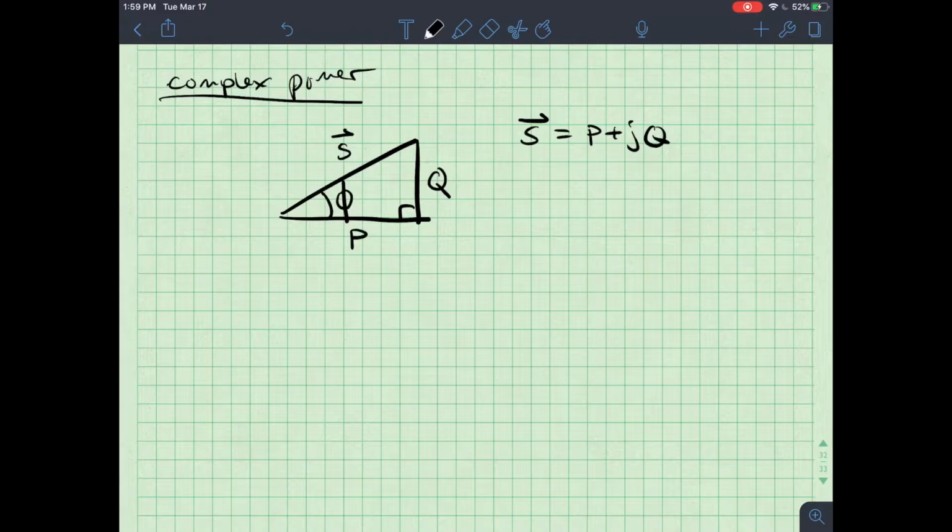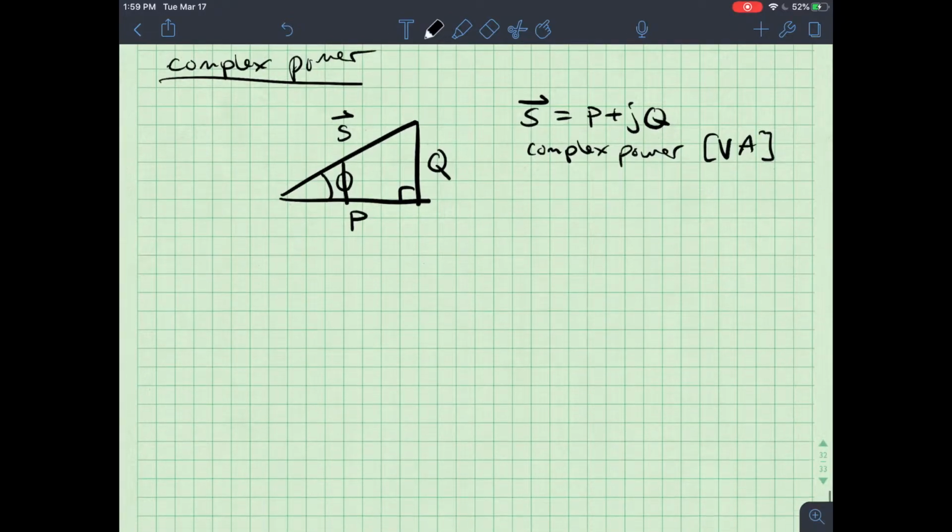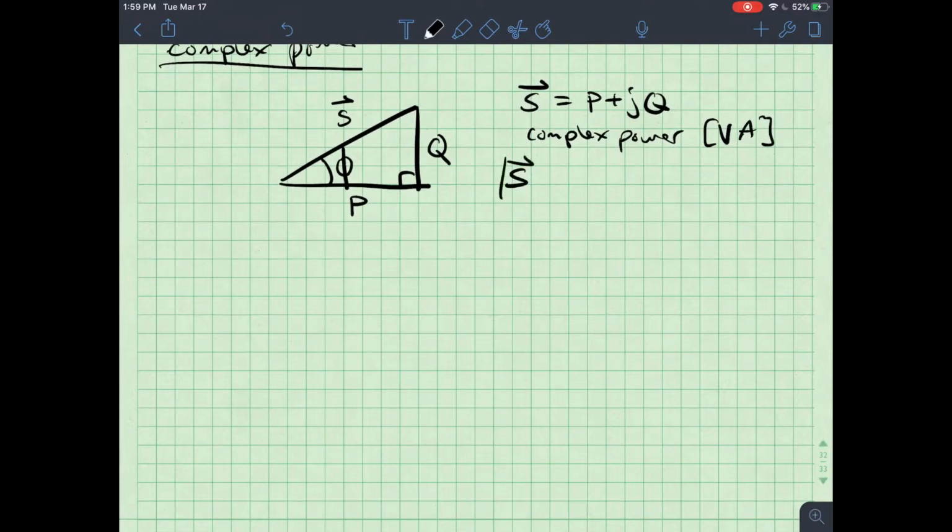Okay, so as a vector, I can get to the same spot. It's really a magnitude with an angle. This is a triangle on the complex plane. And S phasor is what I call the complex power. It's measured in volt amperes. The magnitude of S phasor is just S, and it's what I call the apparent power. It's also measured in volt amperes. The reason it's volt amperes, watts is just voltage times current.